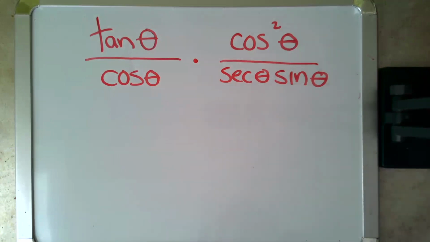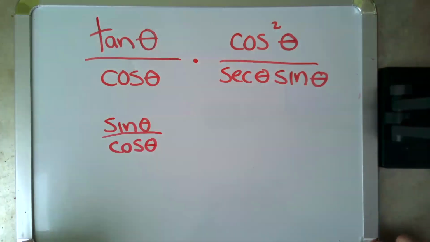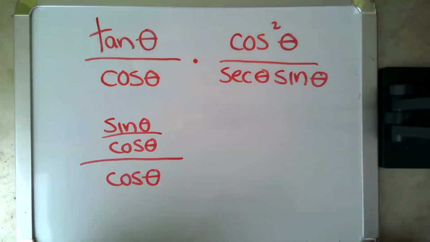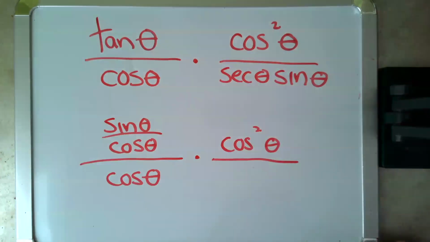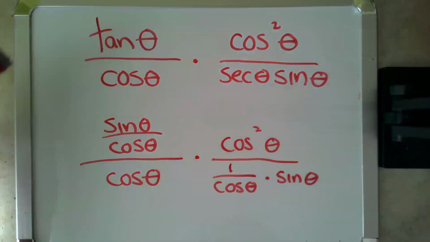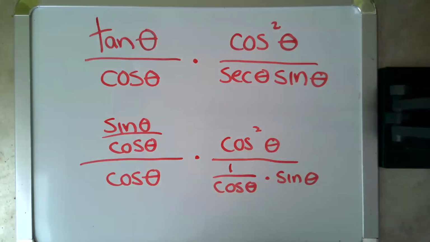So the first thing I'm going to do is change everything into sine and cosine. I'm going to take my tangent theta and rewrite that as sine over cosine over that cosine. Then I'm going to take my secant and rewrite that as 1 over cosine. So this is the same expression. I've just rewritten everything in terms of sine and cosine. So now I can start to combine some things.